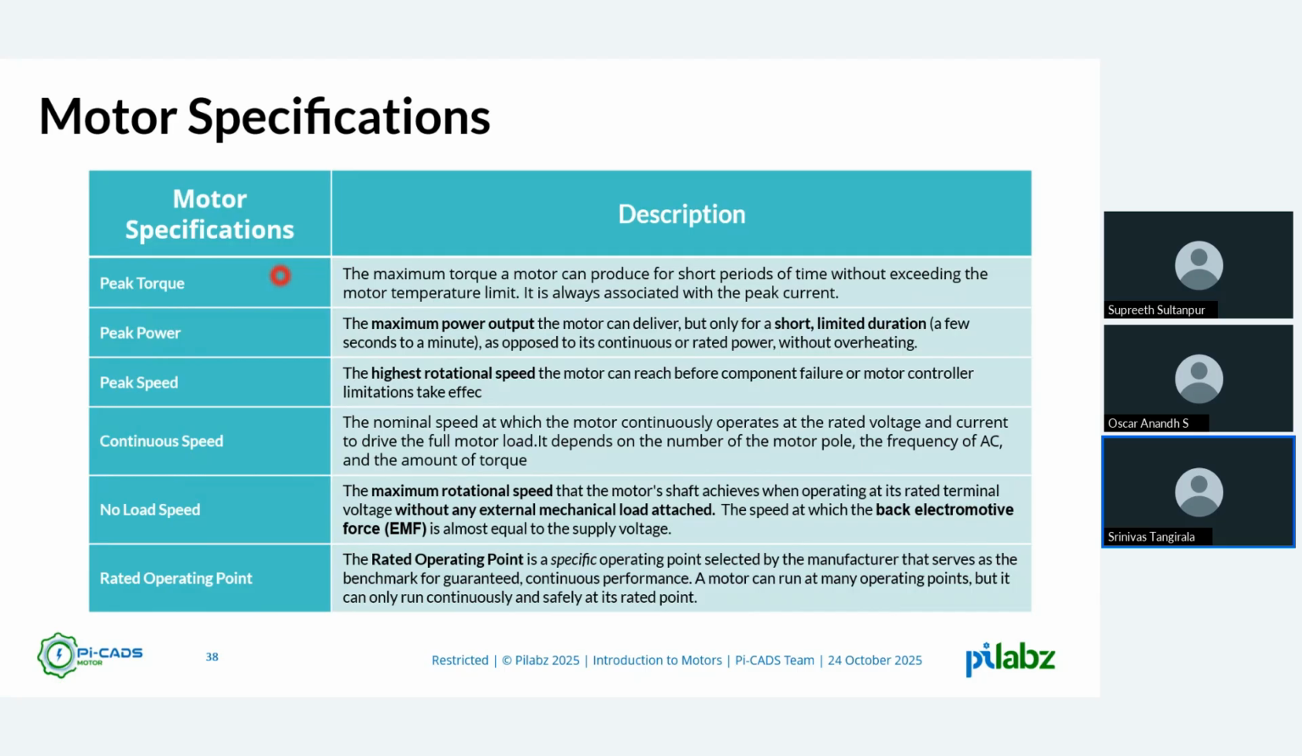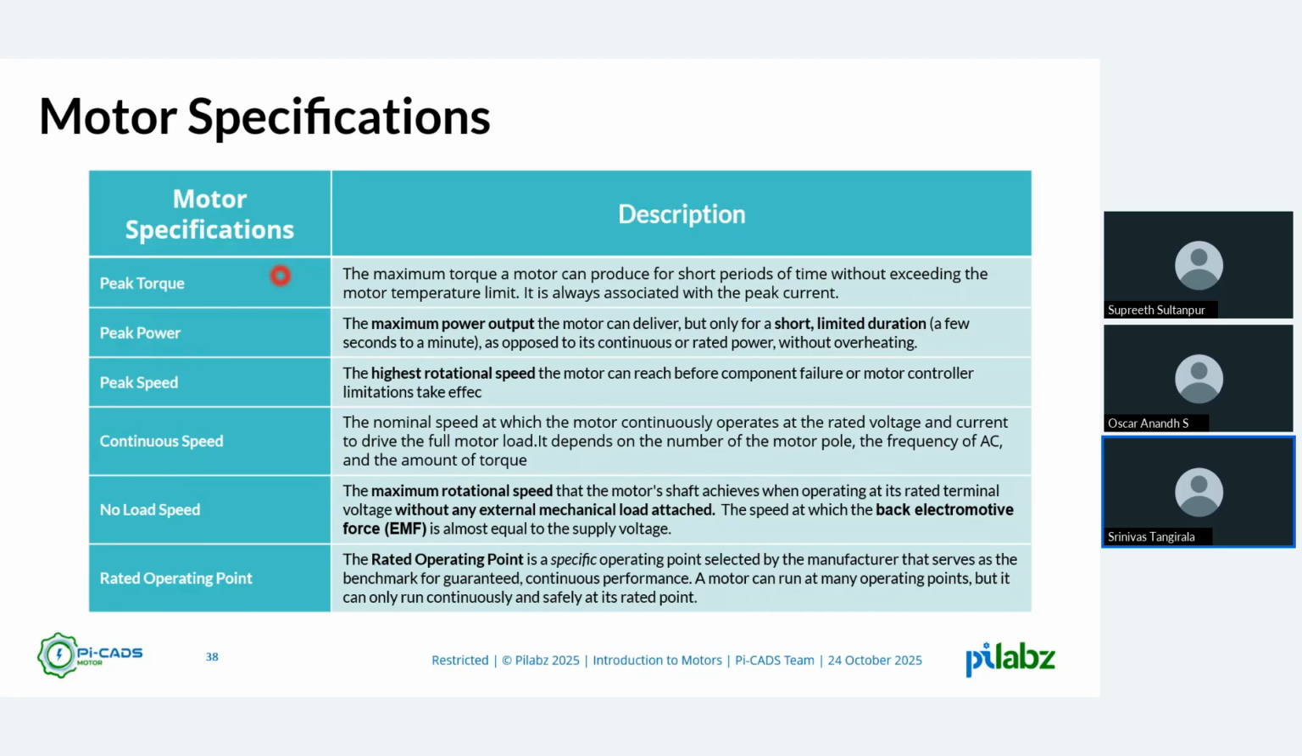So you understood what is the difference between torque, the peak torque, rated torque, and peak power. Peak power is the output the motor can deliver for a short period of time, as opposed to continuous or rated power, without overheating. And peak speed is the highest rotational speed the motor can reach before component failure, as I talked about. And continuous speed is the nominal speed at which the motor can continuously operate at the rated voltage and current to drive the full motor load.